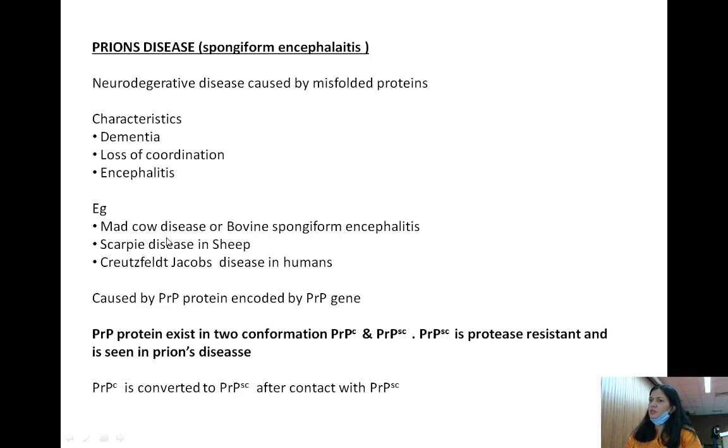And the name of the disease is different in different species. In cow, remember, it is known as mad cow disease. In sheep, it is known as Scrapie. And in human, it is known as Creutzfeldt-Jakob disease.